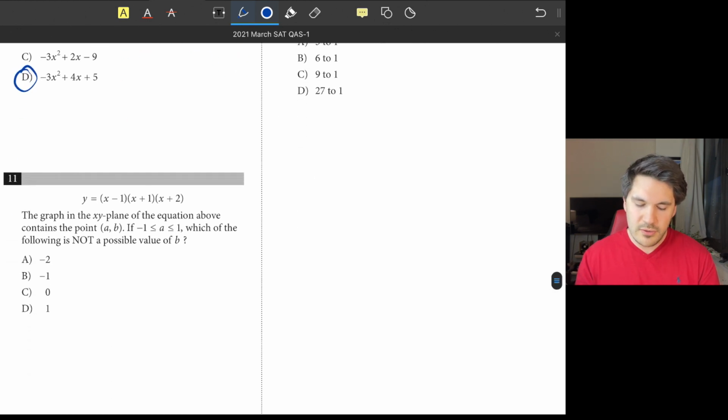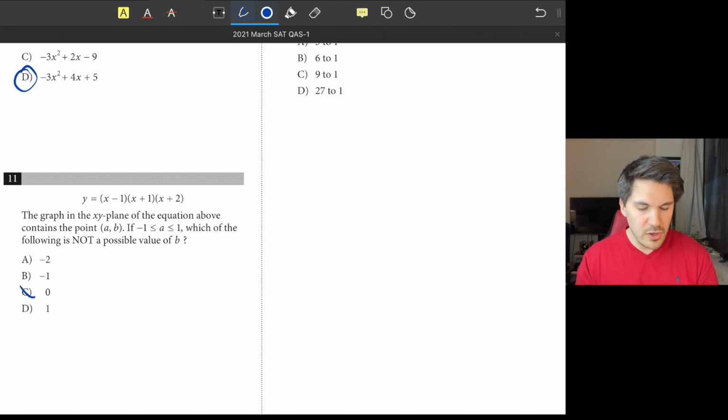Number 11, y = (x − 1)(x + 1)(x + 2). The graph in the xy plane of the equation above contains the point (A, B). If A is between negative 1 and 1, which of the following is not a possible value of B? So, let's go through these. We know for sure that 0 will work because we know if we plug in 1, everything is going to become 0. So C is going to be out.